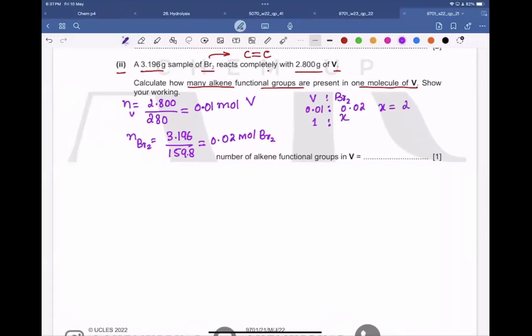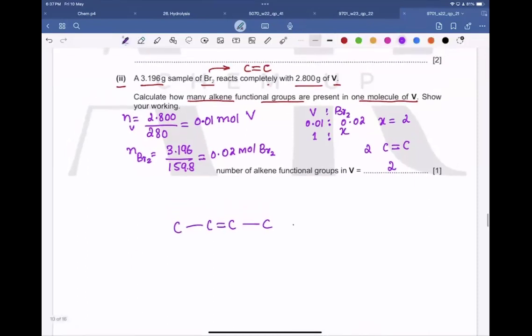So if 2 moles of bromine would be used, then it means that there must be twice the carbon-carbon double bonds. So there are two carbon-carbon double bonds. So the number of alkene functional groups in V is 2. Because if you see, let me show you. If there is, for example, this whole structure like this, and there is one carbon-carbon double bond, it is going to react with 1 mole of bromine.